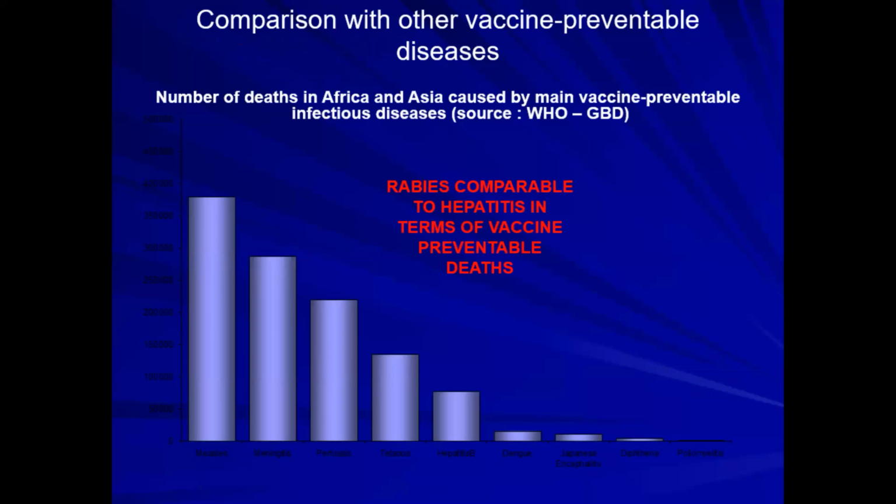So you can see these vaccine preventable diseases. Rabies is now comparable to hepatitis in terms of vaccine preventable diseases. Next. This slide is from WHO, Katie Hampson.